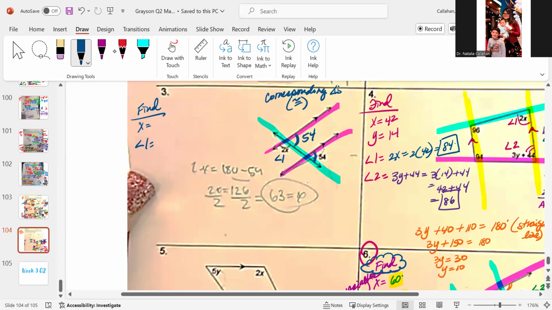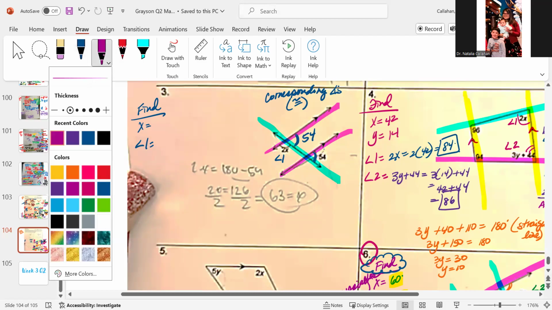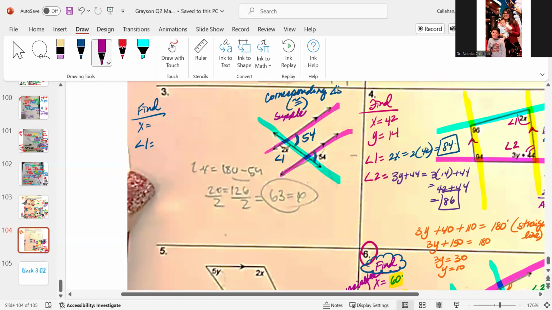Do you see a straight line there? Yeah. So then you use supplementary. Supplementary means angle 1 plus 54 equals 180, right? What is angle 1? Angle 1 is 2X. Okay, so then solve for it. Good.